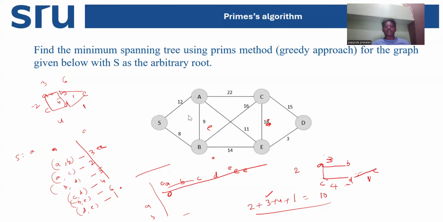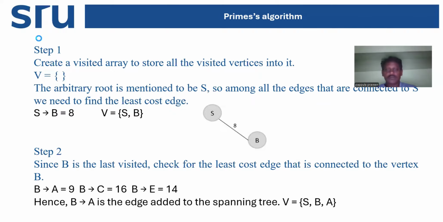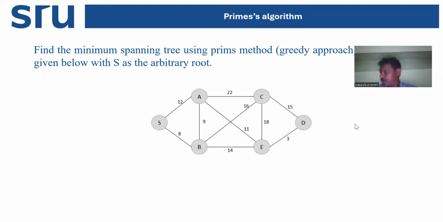Okay, next one coming to this example. Now here is a graph. You start with S. S is first visited, equal to S. Now from S, S2B is 8 rupees, S2A is 12 rupees. So first we want to take the S2B. Now this is the minimum spanning tree we already completed.